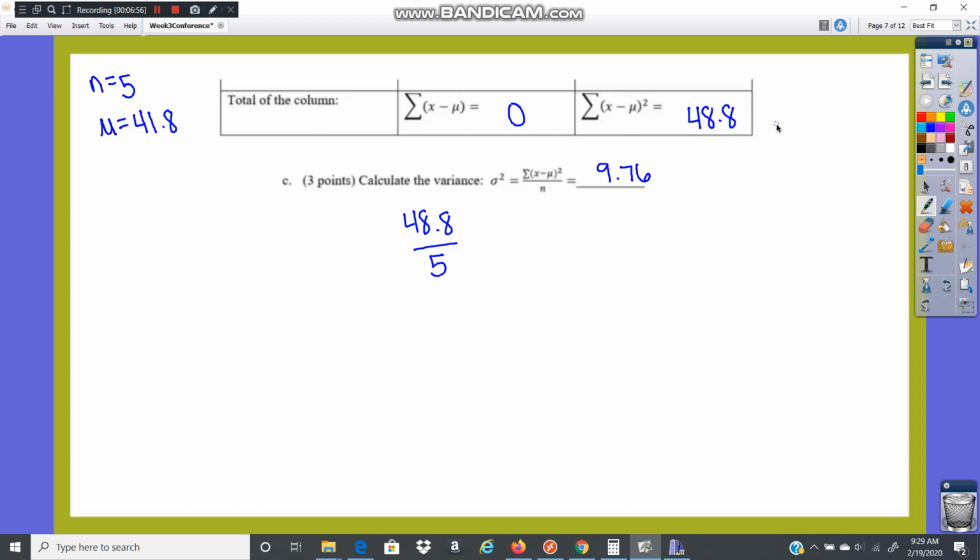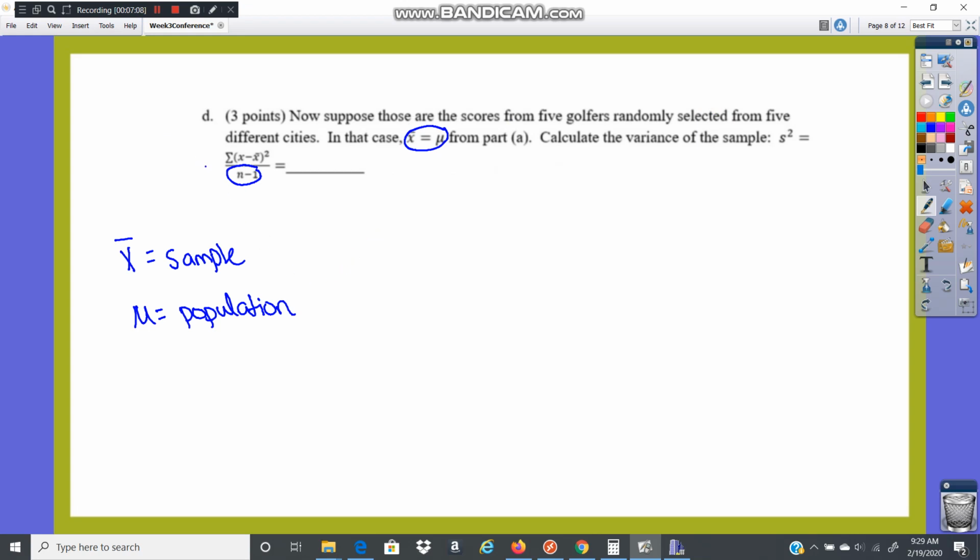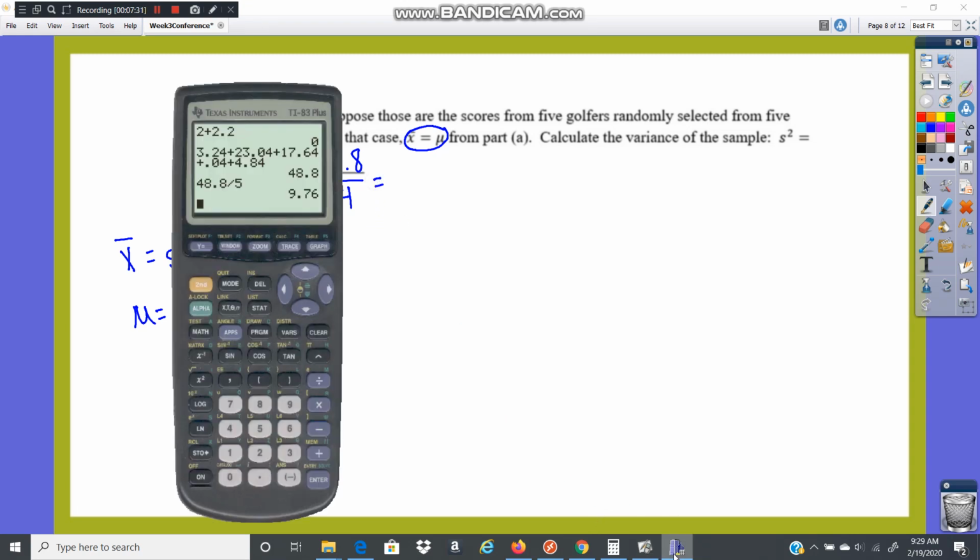If we go back up to the previous page, this was the population because it was given to us as sigma like that. Greek letters are population. This is given to us just as s for the sample. The only thing that's different here is I am dividing by n minus 1 as opposed to n. So for this one, it's the 48.8, the sum of x minus the mean squared. This time I'm dividing by 5 minus 1, 4 instead of 5. So 48.8 divided by 4 is 12.2.